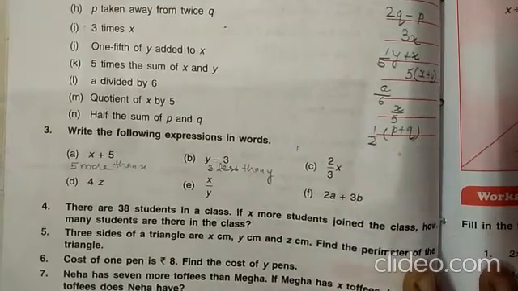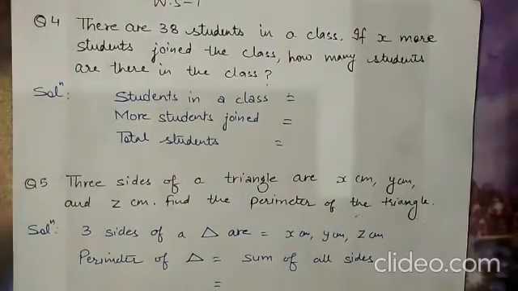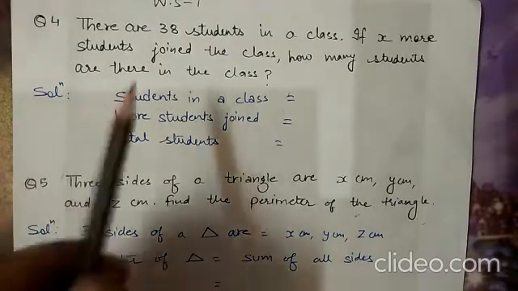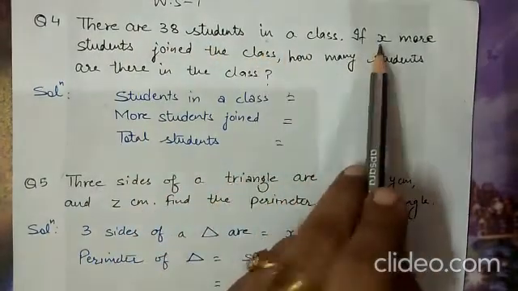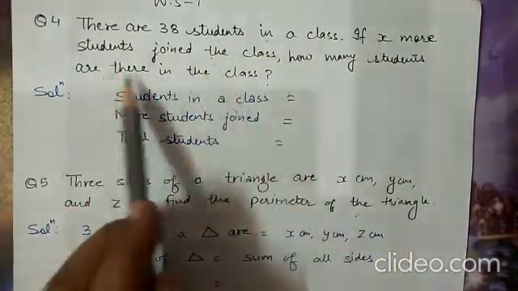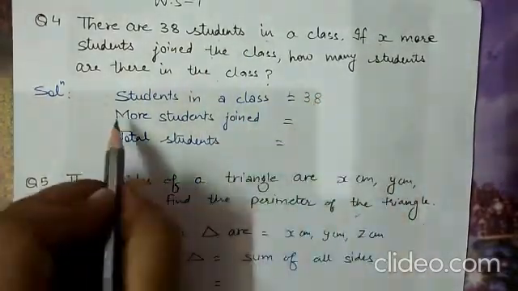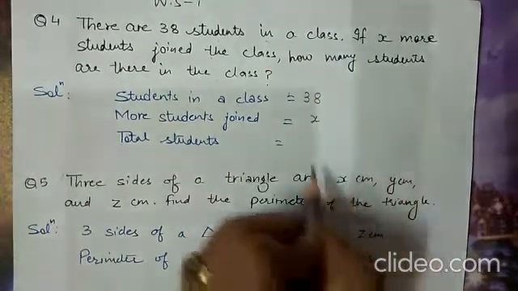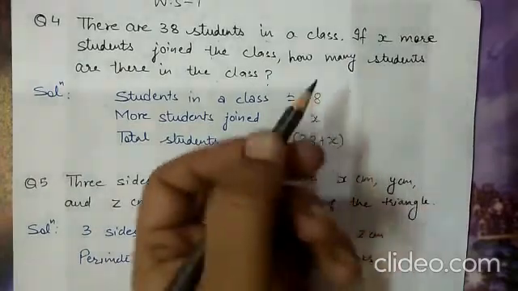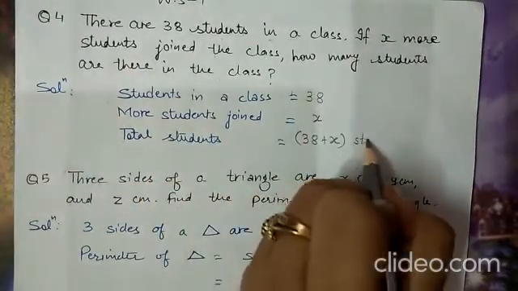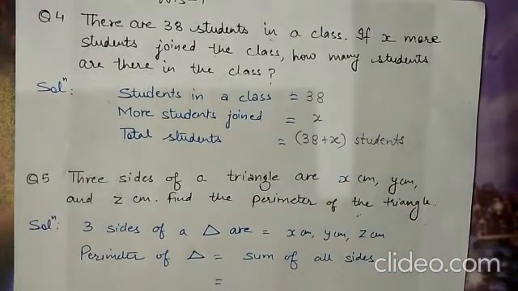Fine. Now question number 4. You will do this question in your notebook. There are 38 students in a class. If x more students join the class, how many are there in the class? Presently there are 38 students. More students joined, x. So total became 38 plus x. X may be 1, 2, 3. That is not given to us. So we will write in the same way.